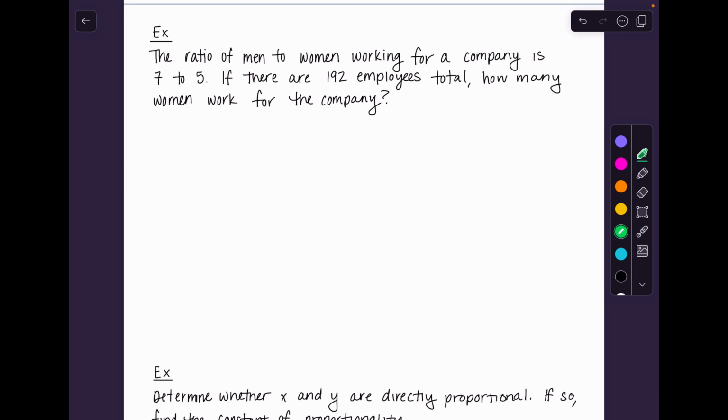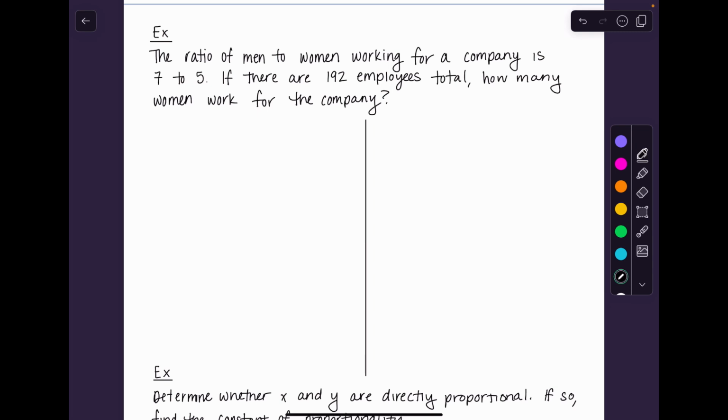We're told the ratio of men to women working for a company is 7 to 5. If there are 192 employees total, we want to figure out how many women work for the company. Now this is a little bit of a hard one. So I'm going to show you how to set this up in 2 different ways, and you'll still end up with exactly the same answer. So the first one is probably going to be the approach that you want to go through, and it's actually a little bit of a harder one.